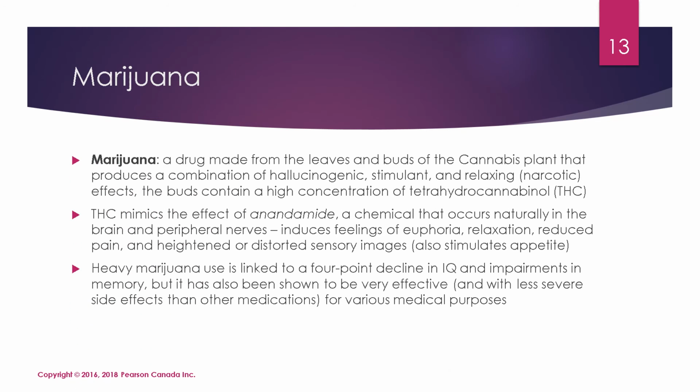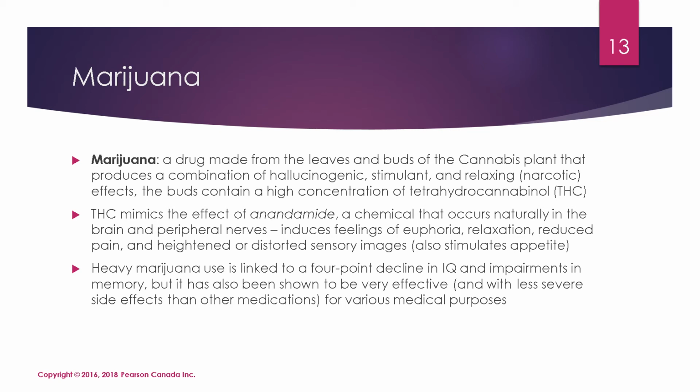So finally, we will talk about marijuana. So marijuana is a drug made from the leaves and buds of the cannabis plant, and it produces a combination of hallucinogenic, stimulant, and relaxing or narcotic effects. So basically that's why it's listed on its own here instead of in one of those categories, because it is definitely a really big example of a drug that doesn't fit neatly into any of those categories.